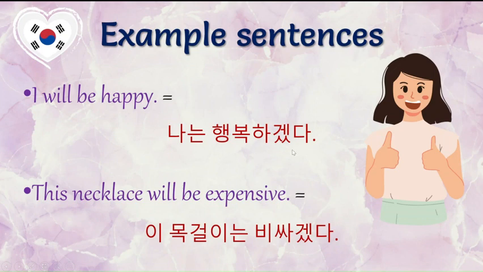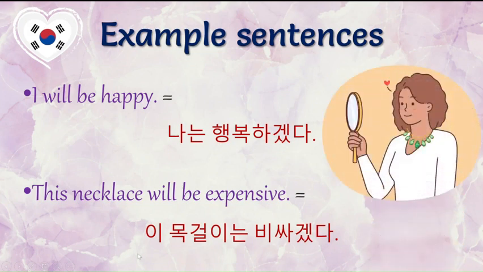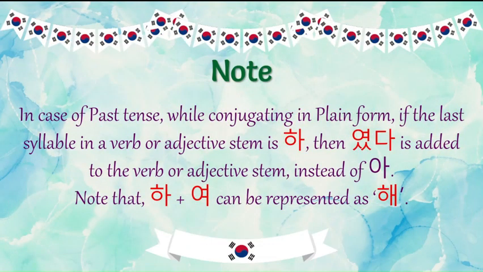We just saw that. Next is, this necklace will be expensive. 이 목걸이는 비싸겠다. This is 이 in Korean. Necklace is 목걸이. And to be expensive, we know 비싸다. So in future tense, it is going to be 비싸겠다. Okay. Now another very important note.